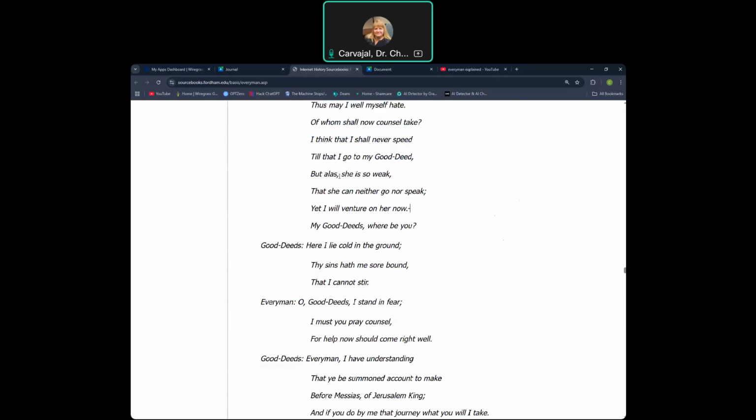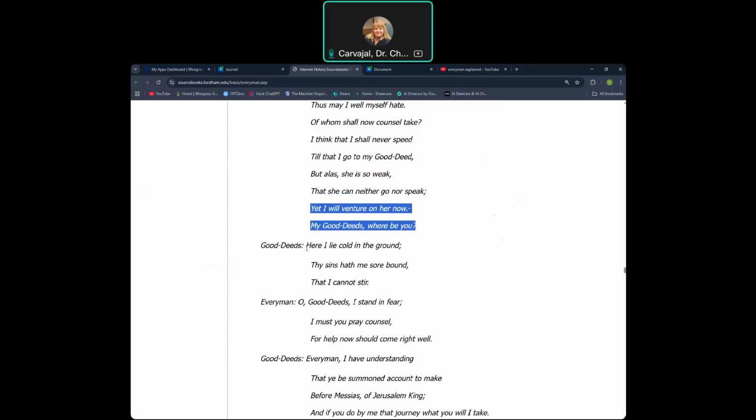And then it says, I think that I shall never speed till that I go to my good deeds. But alas, she is so weak because he hasn't done many good deeds. Remember all that wealth he kept and hoarded instead of giving away. And so she's so weak that she can neither go nor speak. So she's lying on the ground. She can't walk and she can't talk because she's so weak. Yet I will venture on her now. My good deeds, where are you?